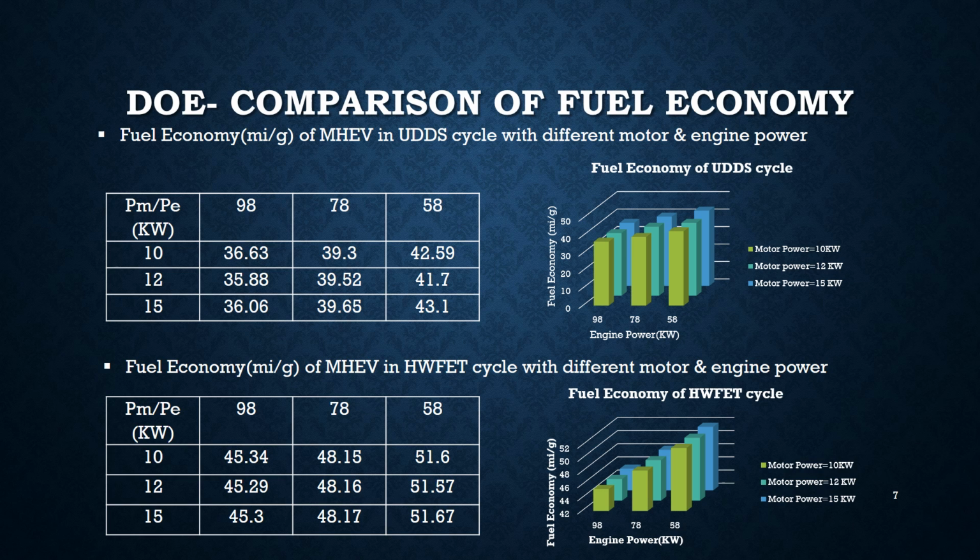The first table and the graph is for urban cycle, and the second one is for the highway cycle. As you can see from the graph and the table, for the same set of combination, I'm getting a better fuel economy, which is 51.67.